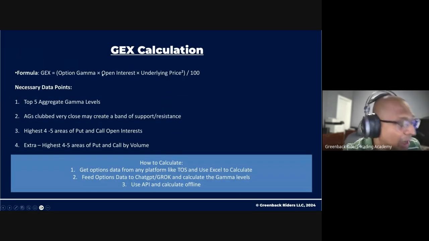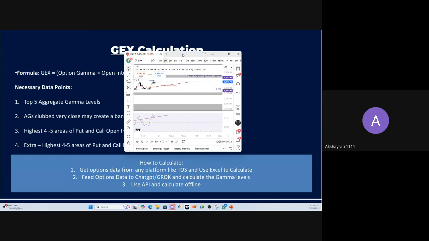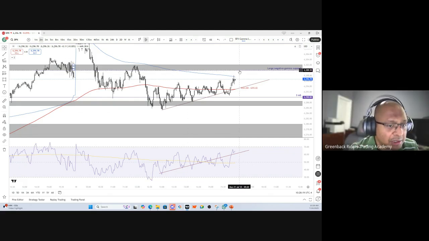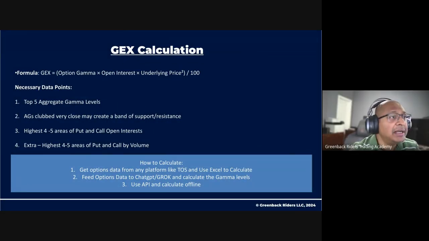Okay, so how is GEX calculated? Go ahead. The indicators which you added on the TradingView chart, is it an indicator which you built or is it available in TradingView? Which indicators are you talking about? I'll show you what I do. This is not anything built in. I'm trying to, but I have not been successful yet.